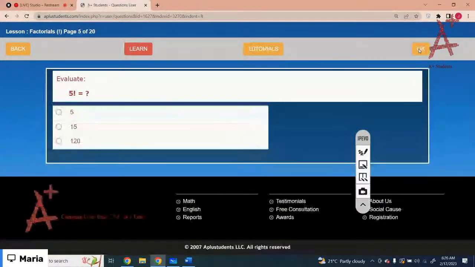Okay, the next one is 5 factorial. So 5 factorial is 5. You have to multiply all the numbers that are between 5 and 1. So 5 times 4 times 3 times 2 times 1. 5 times 4 is 20. So it would be 120. Got it? So just select the correct option, then click on the OK button.